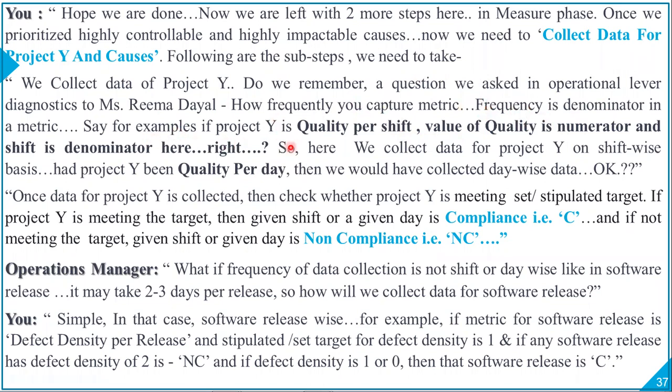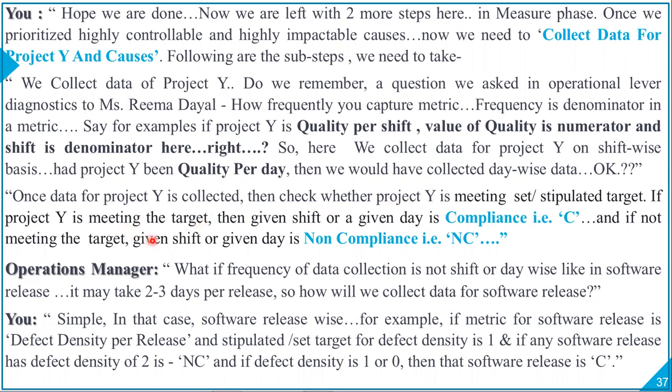Say, for example, if project Y is quality per shift, the way we talk about it right now, the value of quality is the numerator and shift is the denominator here, right? So here we collect data for project Y on a shift-wise basis. Had project Y been quality per day, then we would have collected day-wise data. Okay, so far so good. Once data for project Y is collected, then check whether project Y is meeting the set or stipulated target or not.